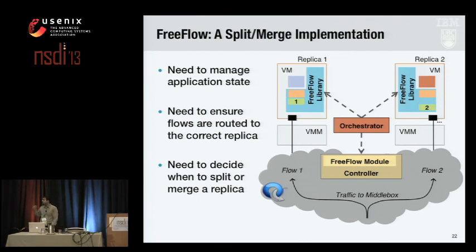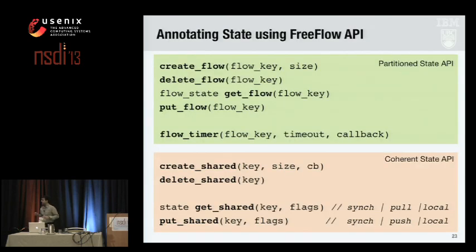So we've seen how the FreeFlow system is architected. As a developer, I would want to know how I interface with this system, and what I have to change in my application. This is the API that the FreeFlow library provides to the developer. The top part is for managing the partition state. I allocate memory and access the flow state via the library. The bottom part is for managing the shared state. I'll talk about this API in a bit more detail in the following slides.